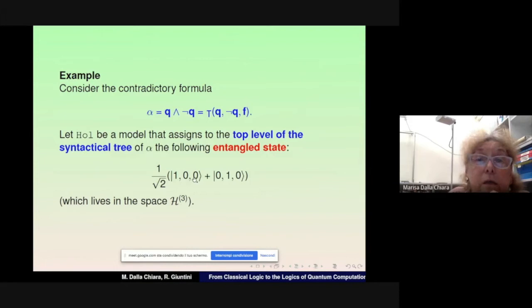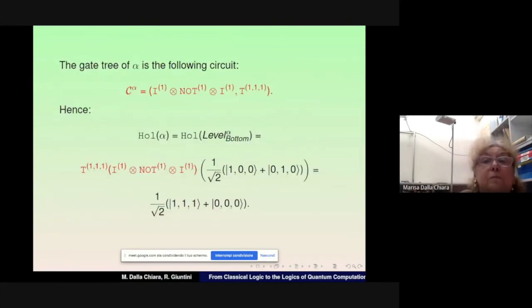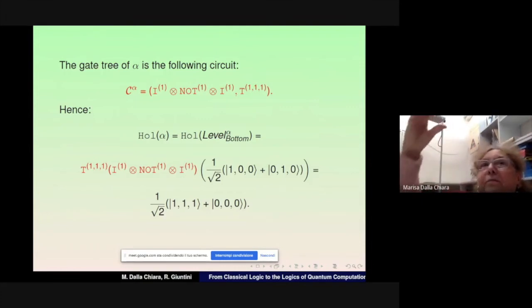This is an entangled state that lives in the space H3, C2 times C2 times C2, a superposition of the register cat 100 and the register cat 010. This is possible in this semantics because it's not forbidden to assign to the top level of the syntactical tree of a given formula an entangled state.